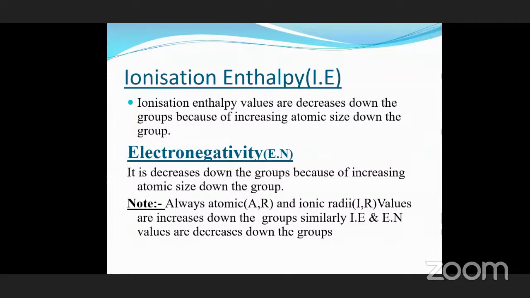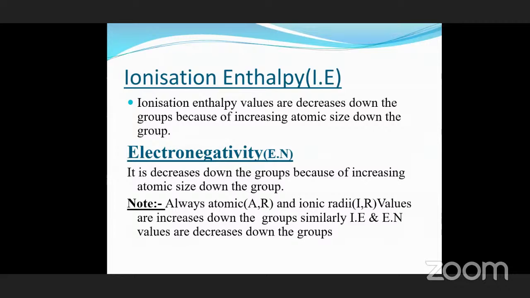That is called as what? Electronegativity, which is represented by EN, already I told you, right? Here, it decreases down the group because of increasing atomic size down the group. That means ionization enthalpy decreases as well as electronegativity also decreases down the group.